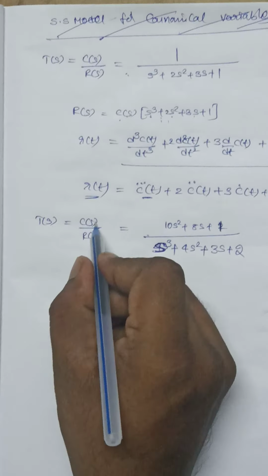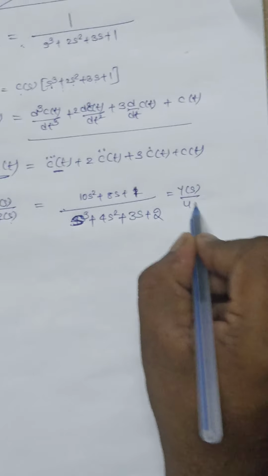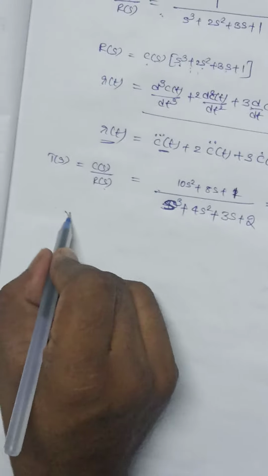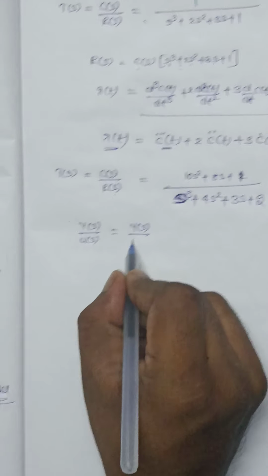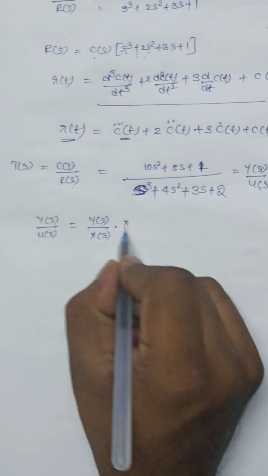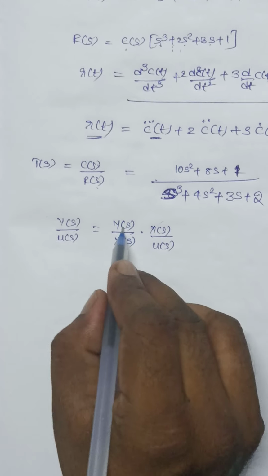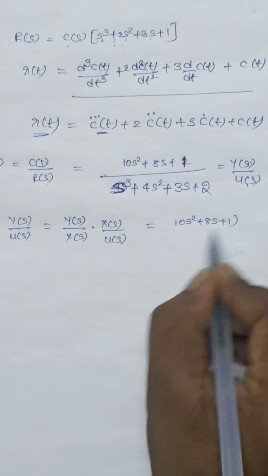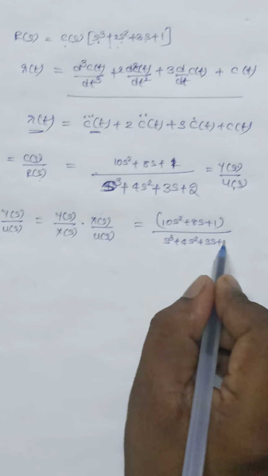Just write down C of s divided by R of s is equal to, suppose, y of s divided by u of s. This is the output and this is the input. So y of s divided by u of s is equal to y of s divided by x of s into x of s divided by u of s. X of s will get cancelled. Finally we get y of s divided by u of s equal to 10s square plus 8s plus 1 divided by s cube plus 4s square plus 3s plus 2.